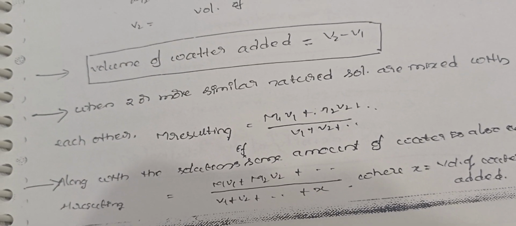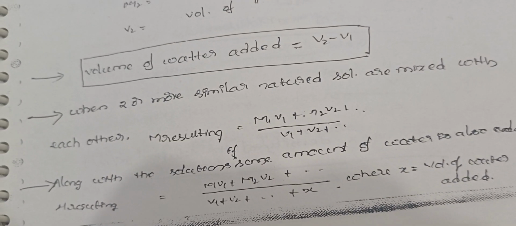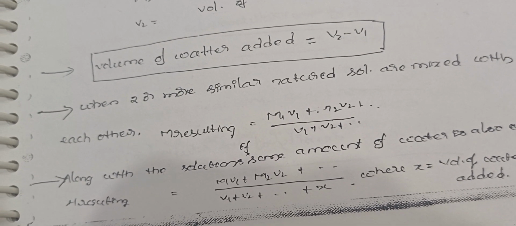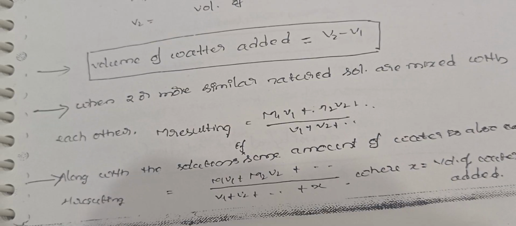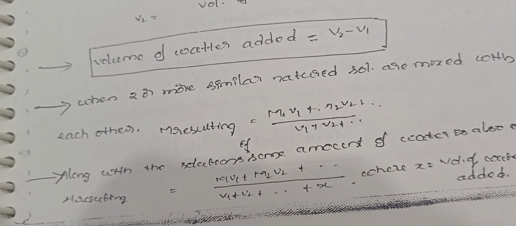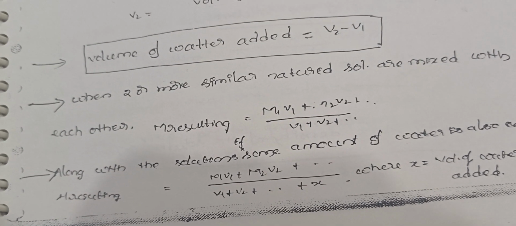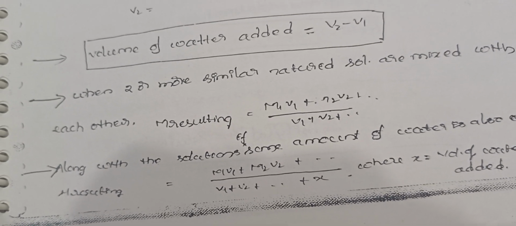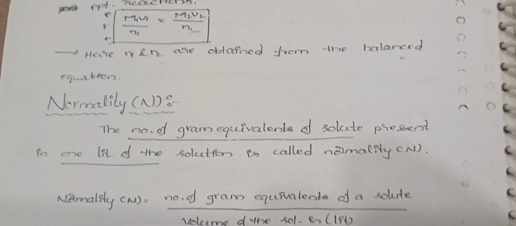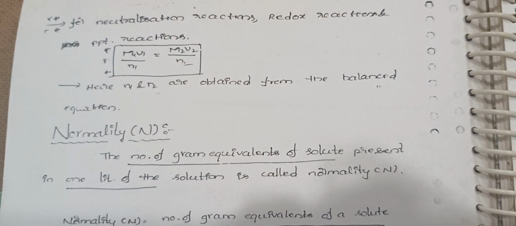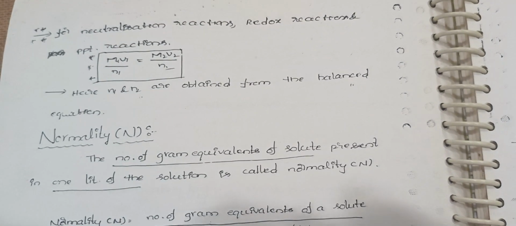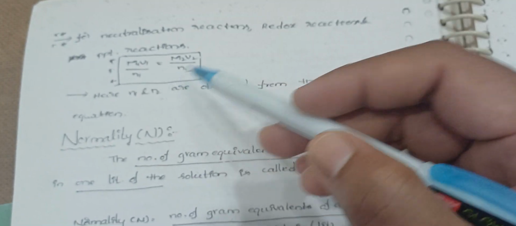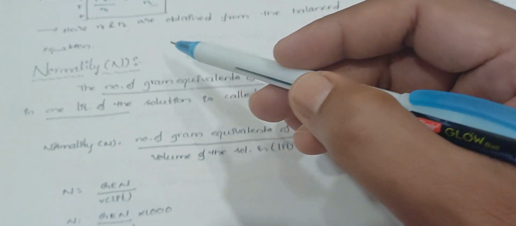Now suppose if two or more similar solutions, that means same solutions, are added, the resultant molarity can be given by M1V1 plus M2V2 plus so on, divided by V1 plus V2 plus V3 and so on. Okay, so like this we are going to calculate. Next comes the normality. So normality, this one is also used for the titration, acid base titrations also. We are going to use M1V1 by N1 equal to M2V2 by N2, into this formula.